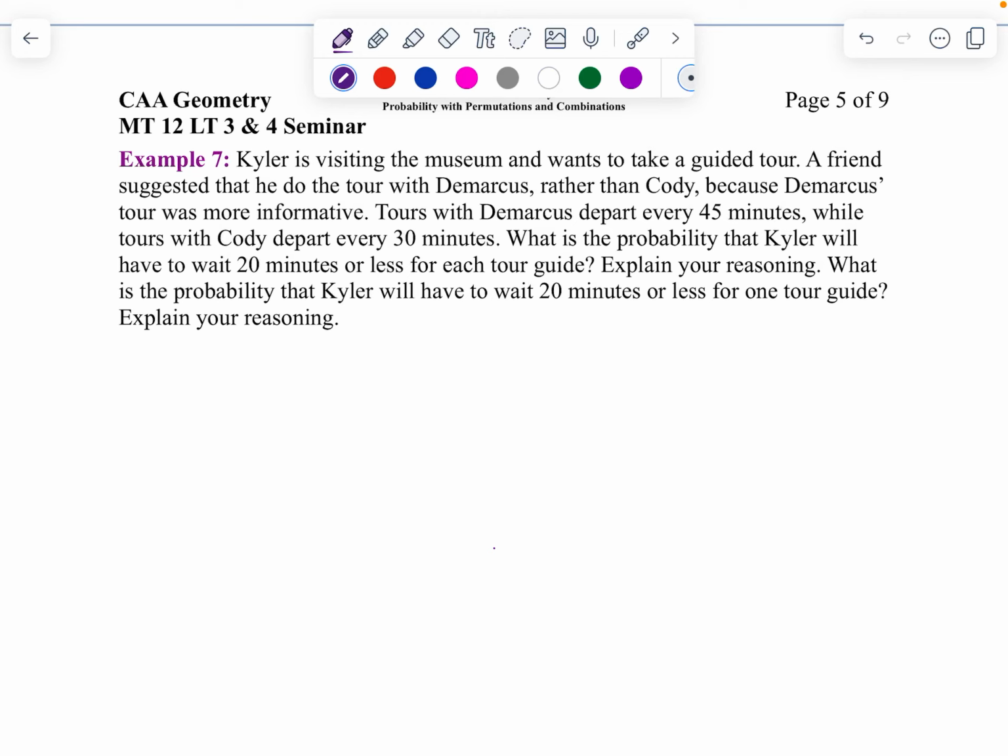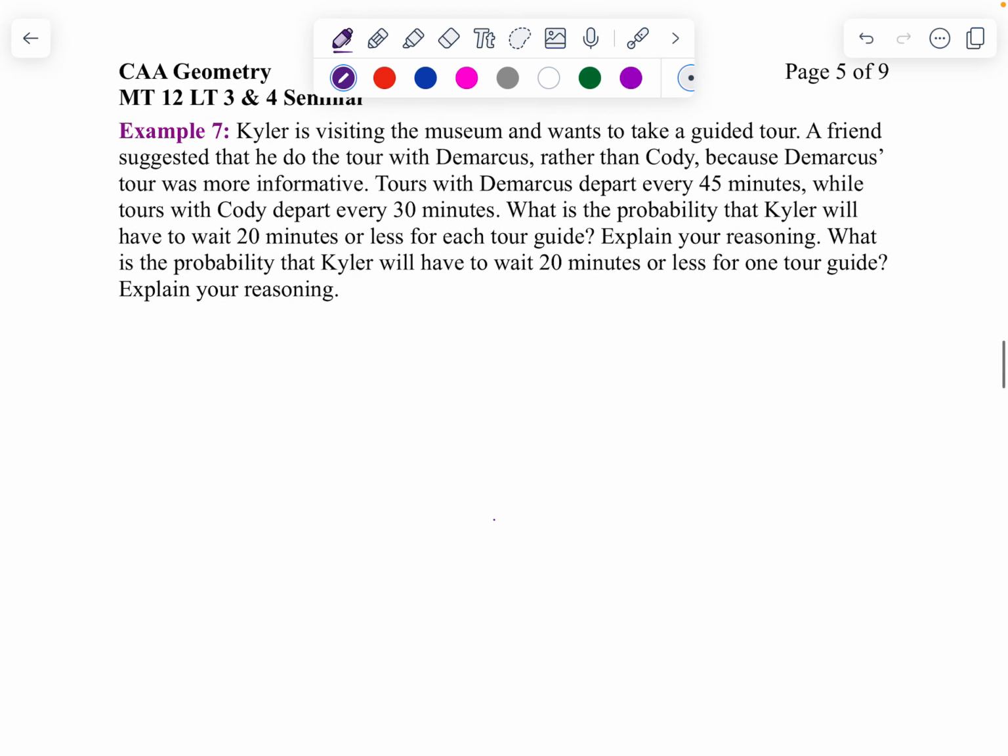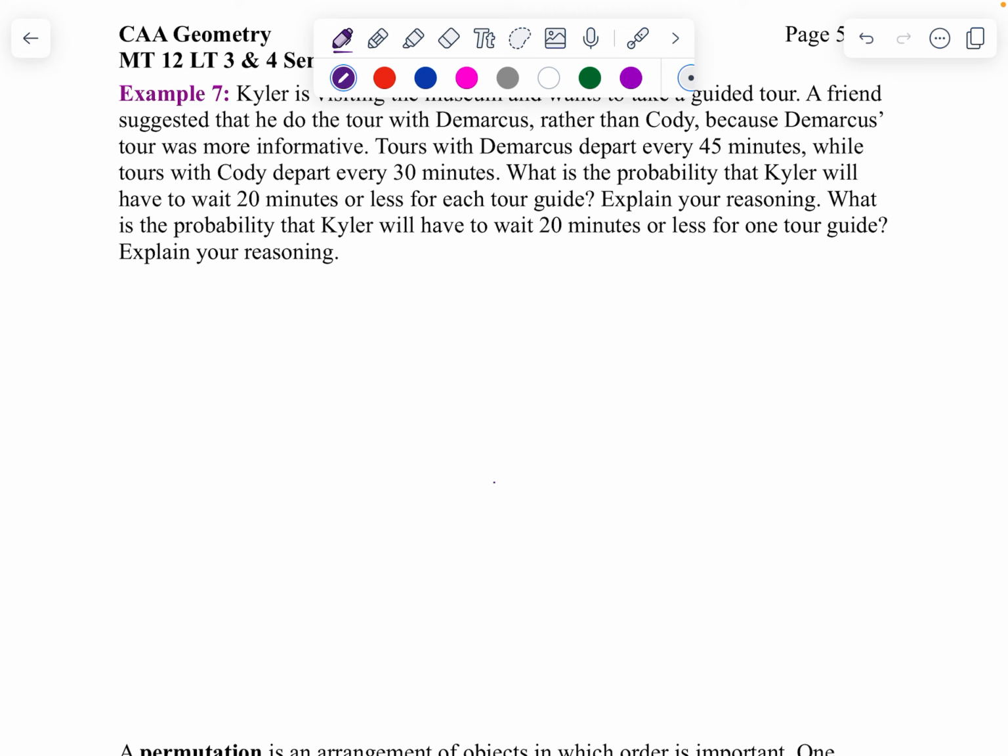We get Kyler, he's visiting the museum, he wants to take a guided tour. A friend suggested that he do the tour with DeMarcus rather than Cody because DeMarcus's tour was more informative. Tours with DeMarcus depart every 45 minutes, while tours with Cody depart every 30 minutes. What's the probability that Kyler is going to have to wait 20 minutes or less for each tour guide?